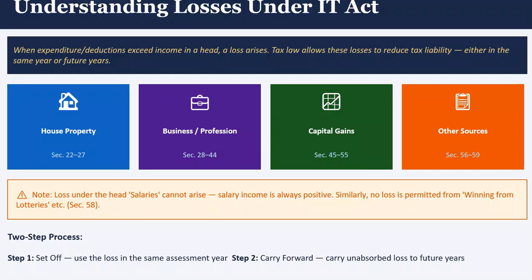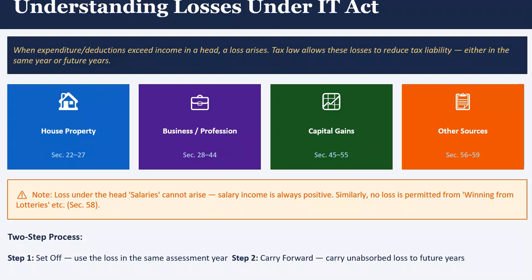So there are three rules for set off and carry forward of losses. First is intra-head set off. That is set off of losses within the same head. Example, set off of loss from one business against the income from another business.